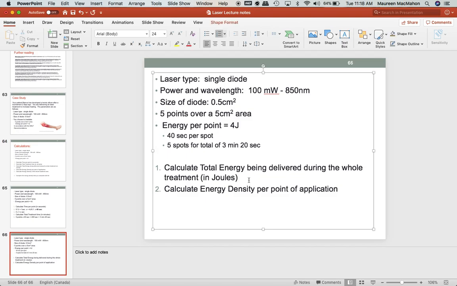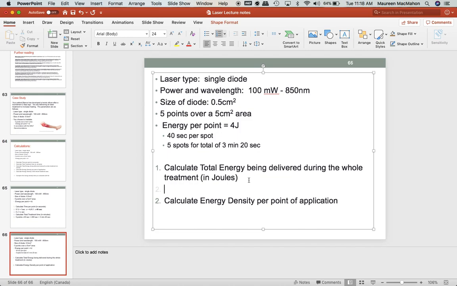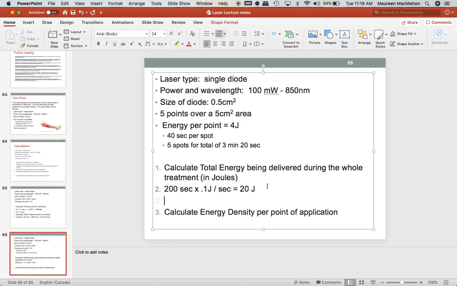If we want to get the total amount of joules being delivered in that time, there are 2 ways that we can look at that. We can take what we've just done: 200 seconds times 0.1 joules per second is going to be 20 joules. The other even easier way is we're just doing 4 joules times 5 points, and that equals 20 joules. So we've got 20 joules being the total amount of energy delivered over the treatment session.